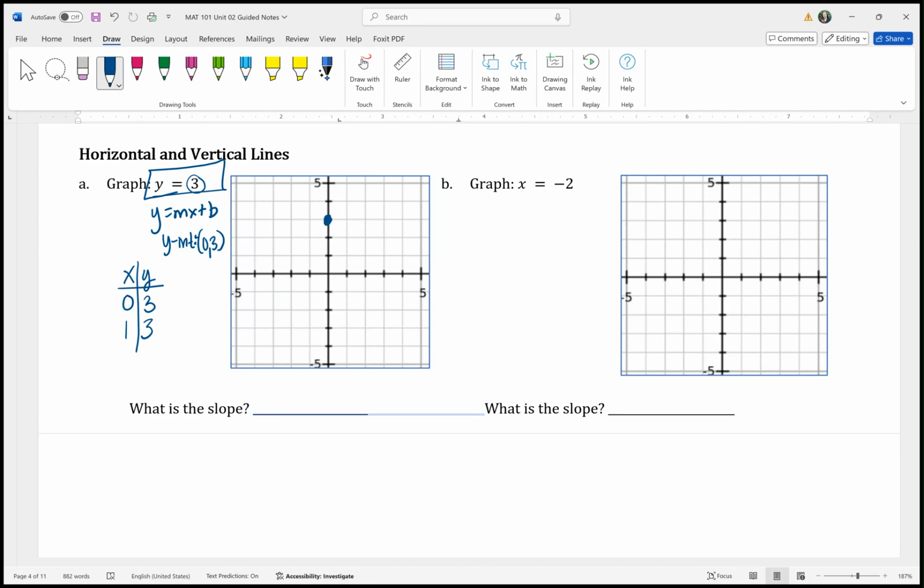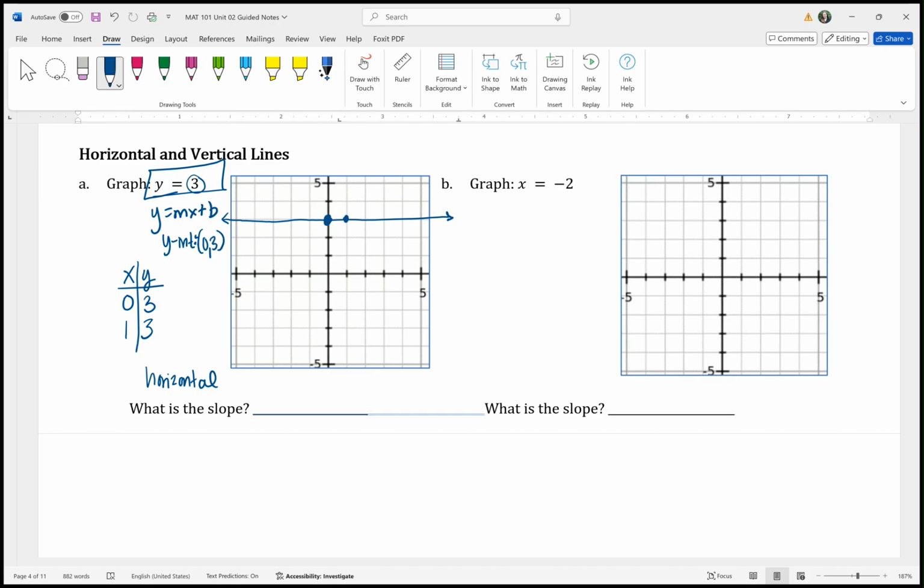So I've already graphed (0, 3). Let's graph (1, 3). And then obviously you can see that this is creating a line that goes across like that. Now, what kind of line is this? This is a horizontal line. This is horizontal. The sun sets on the horizon. So the one straight across is going to be horizontal.